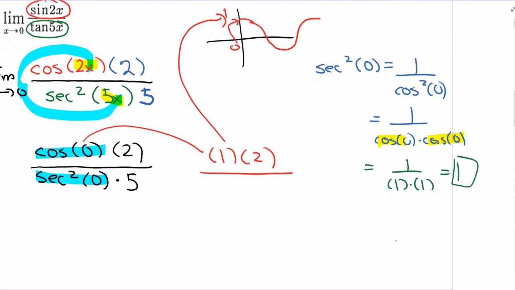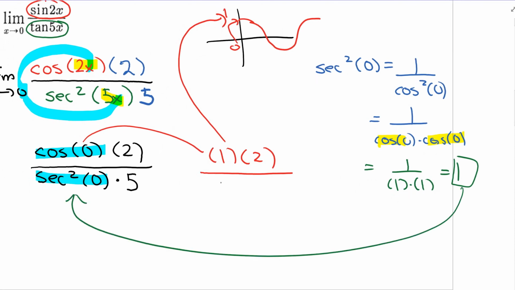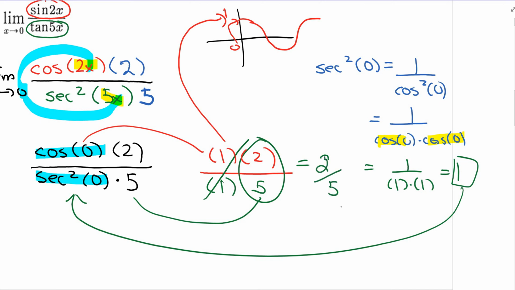So what that means is secant squared of 0 is simply going to be 1, and then you times that by the 5, and the 1's cancel off, and now you have just 2 over 5, so the final answer here is just 2 over 5. And that's your final answer for that limit problem.